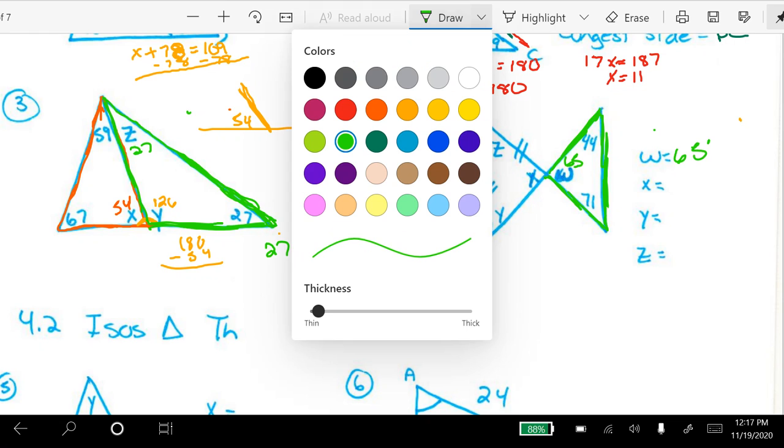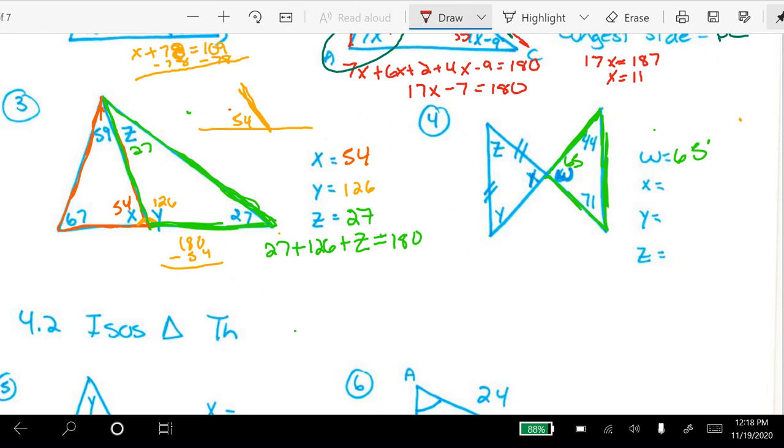Okay, so once I get that W is 65, I should immediately know what X is because these are vertical angles and vertical angles are congruent. So X is also 65 degrees.